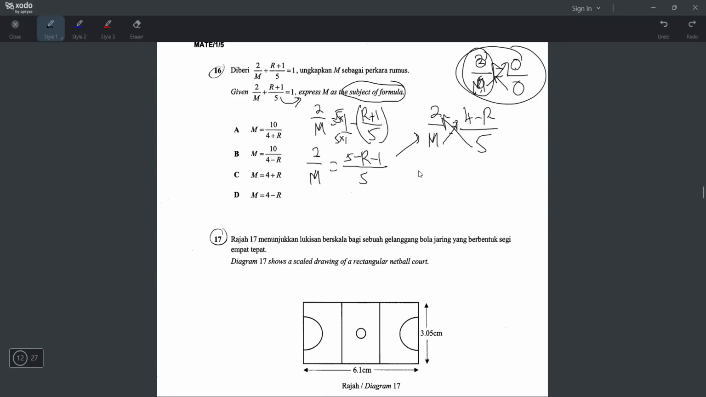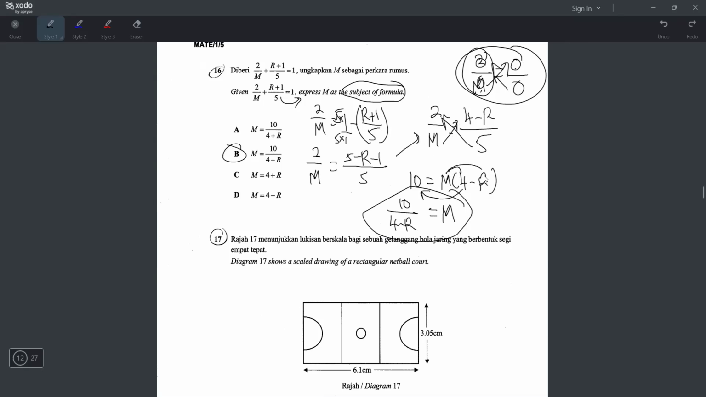So it will be 5 times 2, 10. m times 4 minus r will be m bracket 4 minus r. Did you notice I never expanded it, right? Because I know I want to find m. So it's better to leave it outside like this and then bring the whole thing over: m equals 10 over 4 minus r, right? It's easier if you do it like this. So B is your answer, right?